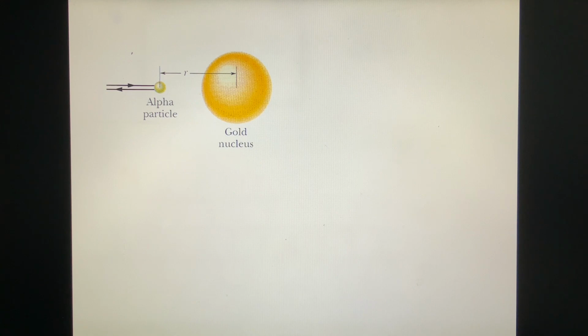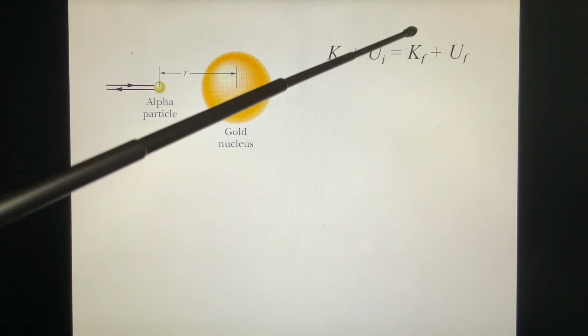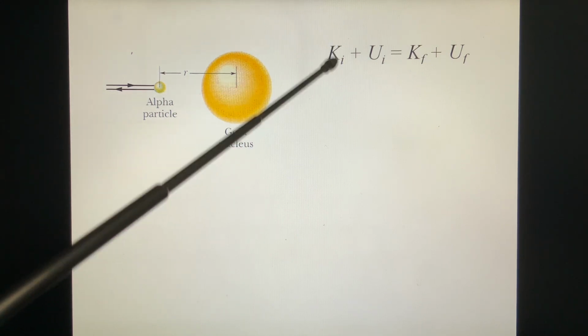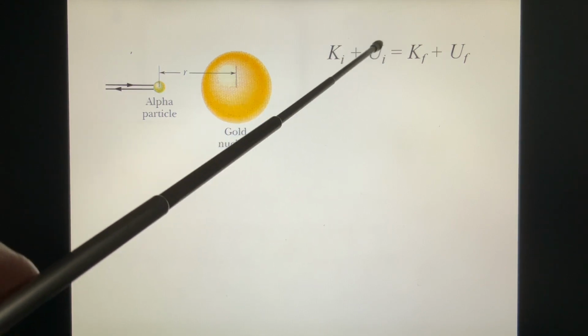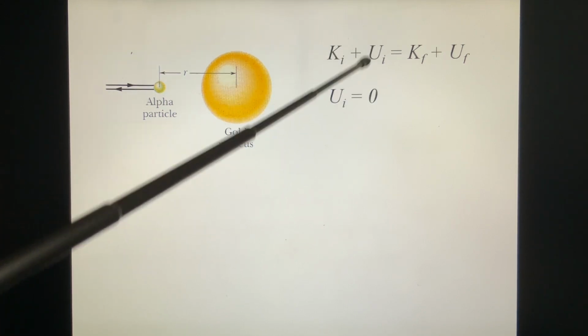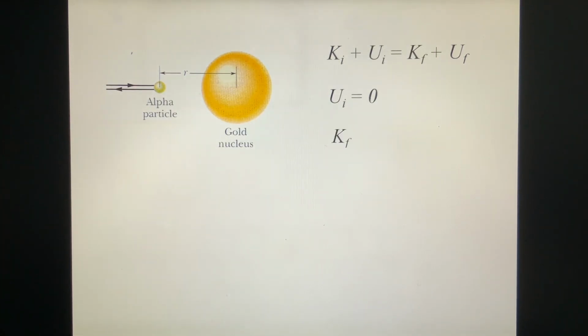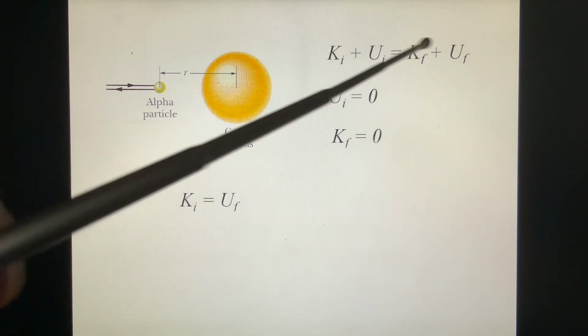Well, we use mechanical energy conservation: Ki plus Ui equals K final plus U final. The initial position is far away, so Ui is 0 at infinity. Finally, they stop here, so K final is 0. Then we find Ki. Ki equals U final.